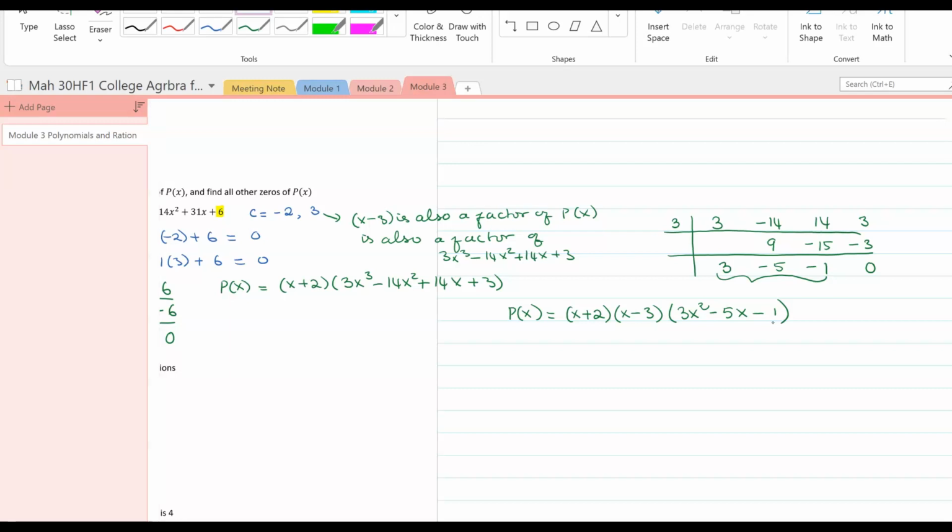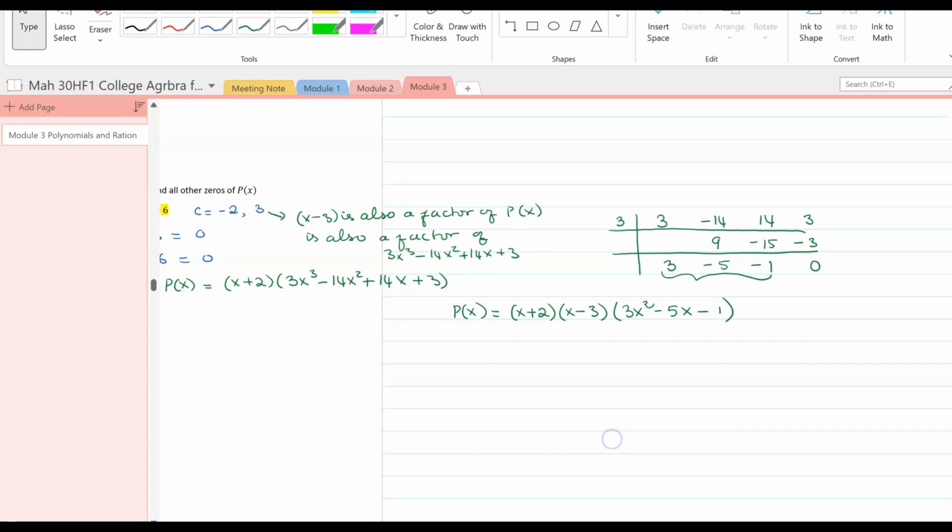I can find the other zeros for this quadratic function by using the quadratic formula or by factoring. So let's find the other zeros by factoring: 3x squared minus 5x minus 1 equals 0.